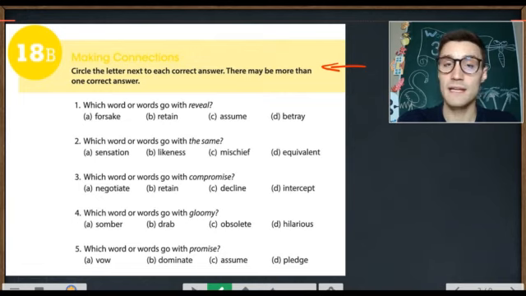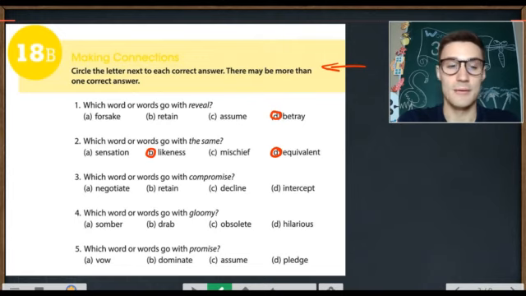I see one that is correct. Which word goes with reveal? It is D, betray. Question 2. Which word or words go with the same? Is it A, sensation, B, likeness, C, mischief, D, equivalent? I can see two that are correct. Which words go with the same? It is B, likeness, and D, equivalent.